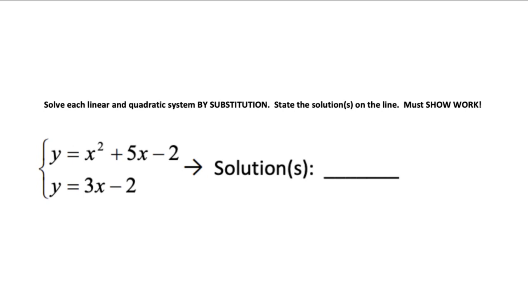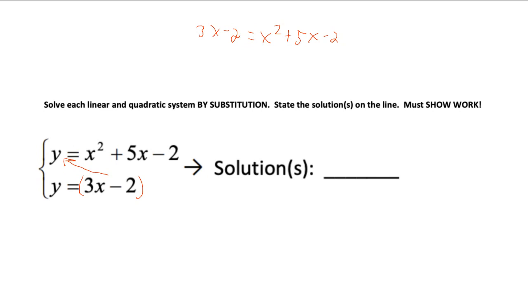So we know y is equal to 3x minus 2. So wherever I see y in the first equation, I'm going to put 3x minus 2. So I'm just going to rewrite this as 3x minus 2 is equal to x squared plus 5x minus 2. Okay. That is substitution. Now, I didn't solve anything yet.